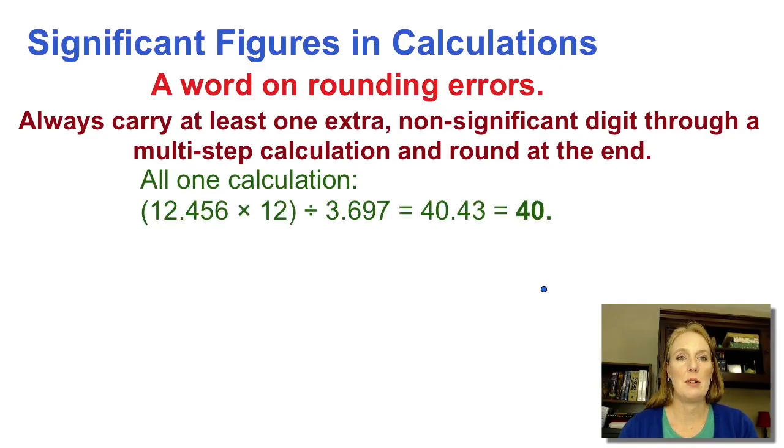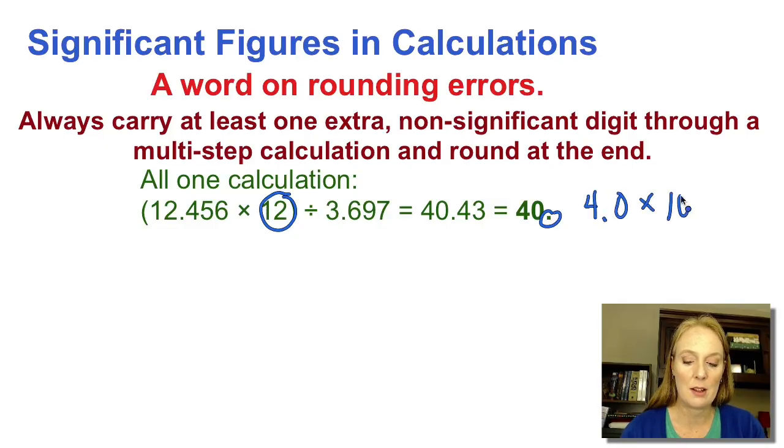So here's an example. I can take the number 12.456, multiply it by 12, and then divide it by 3.697. The result of those operations is the answer 40.43. Now, there's 2 significant figures in the quantity going in that had the least number of significant figures, so my answer should also be expressed as 2 significant figures. And I can do that again by either showing that decimal point or using scientific notation. So I can say 4.0 times 10 to the first power.